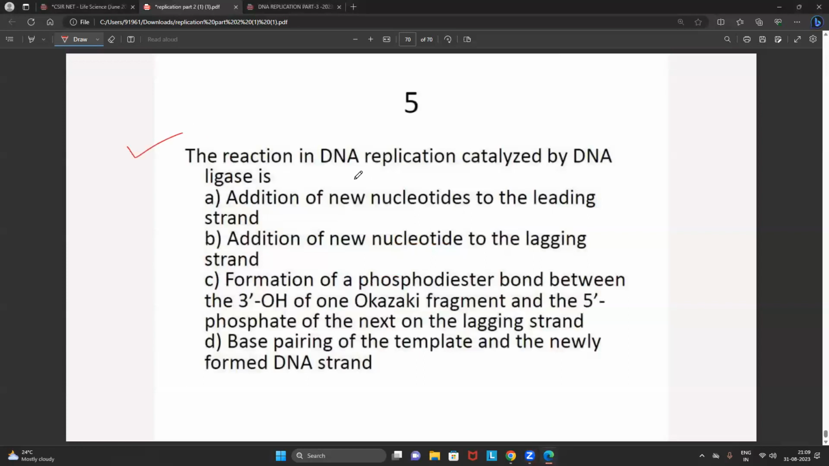The reaction in DNA replication catalyzed by the DNA ligase is? So we all know, right? DNA ligase is the enzyme that always makes the phosphodiester bond between the 3' hydroxyl group and the 5' phosphate.